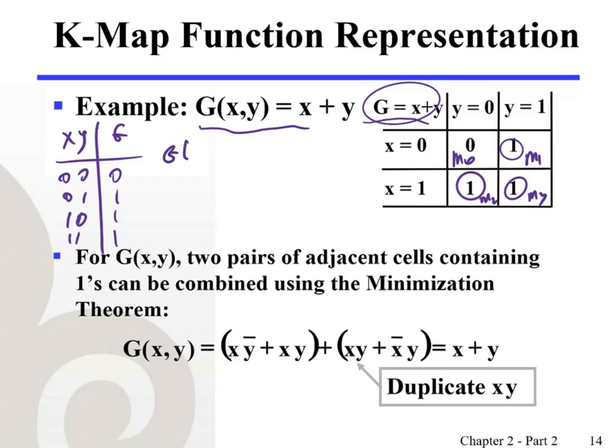g of x and y will be equal to, first one, x 0, y 1. Then we will complement x, y will not be complemented. Now we're working with sum of products form, right?